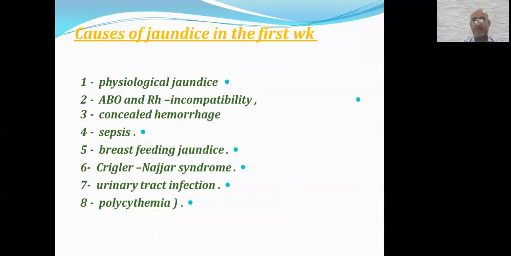If someone asks you about the causes of jaundice in the first week, your answer should be as follows: physiological jaundice first, ABO incompatibility, hemorrhage, sepsis, breastfeeding jaundice, not breast milk jaundice. Keep in mind, breastfeeding jaundice causes first week jaundice, while breast milk jaundice causes jaundice later. Also Crigler-Najjar, urinary tract infection, polycythemia.